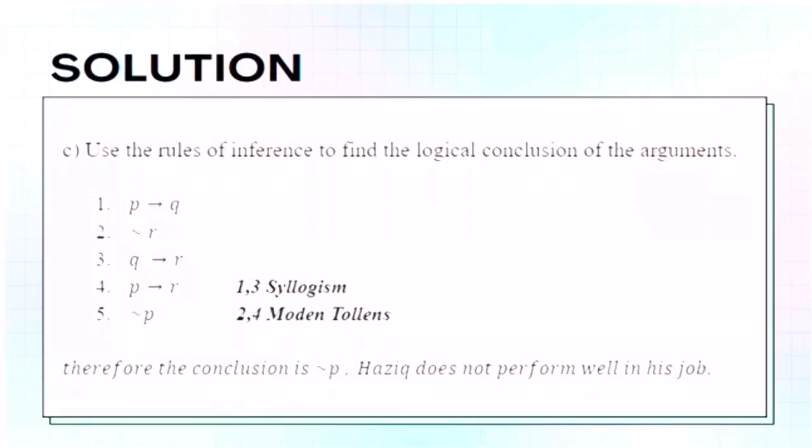To answer C, we must refer back to questions A and B. So the first step is copying back from answer B, which is P to Q, not R, and Q to R, which are statements 1, 2 and 3. After we are done, we must use the laws of inference, which is similar to the solution for chapter number 1.